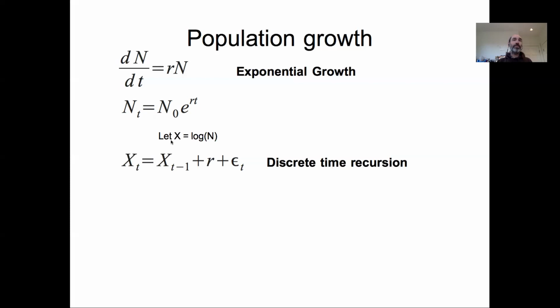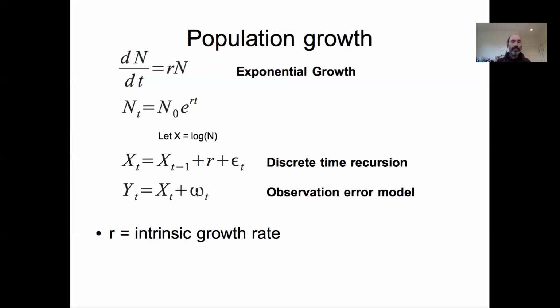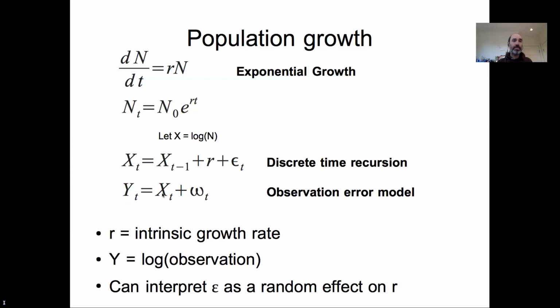And they often do show this pattern of the log normal of being skewed, and also of the variance increasing as the size of the population increases. I'm going to write down a simple observation error model, assuming that y is related to x directly, but with some observation error w. And again, this little r is the intrinsic population growth rate. Y also has to be on a logged scale, so y is our logged observations.